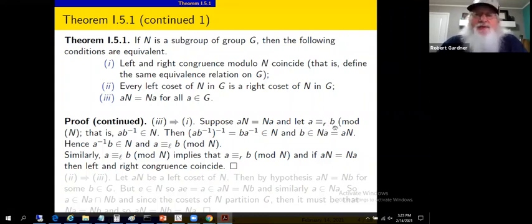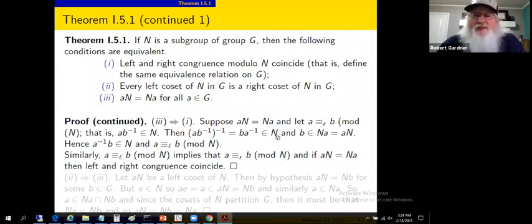So we'll take the right congruence, a is right congruent to b, rewrite it as a b inverse is an element of N. The congruence was mod N. If a b inverse is in N, then the inverse of a b inverse, that is b a inverse, is in N, and b a inverse being in N is equivalent to b being in Na. We can deal with it in terms of the fact that these right cosets are equivalence classes in terms of right congruence, and that's what we've got here is right congruence.